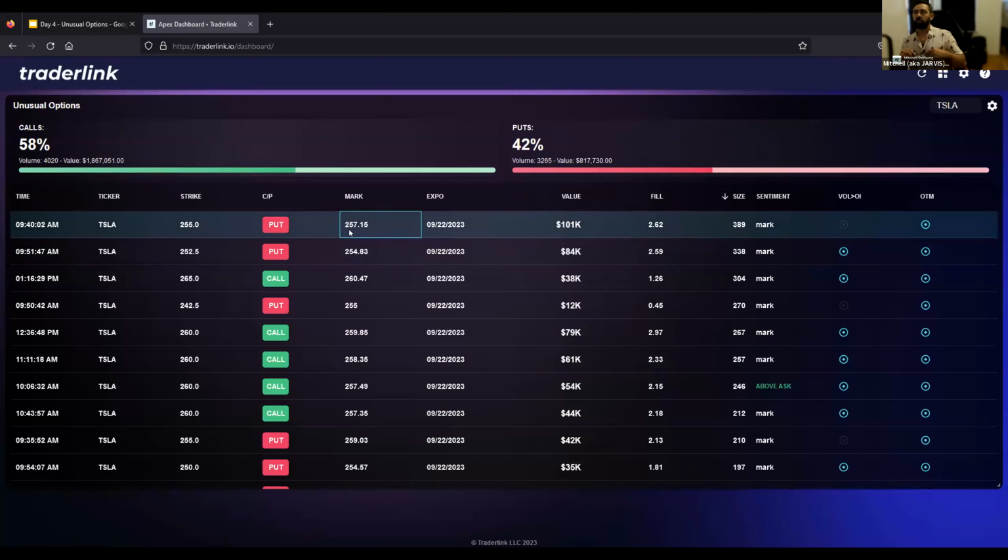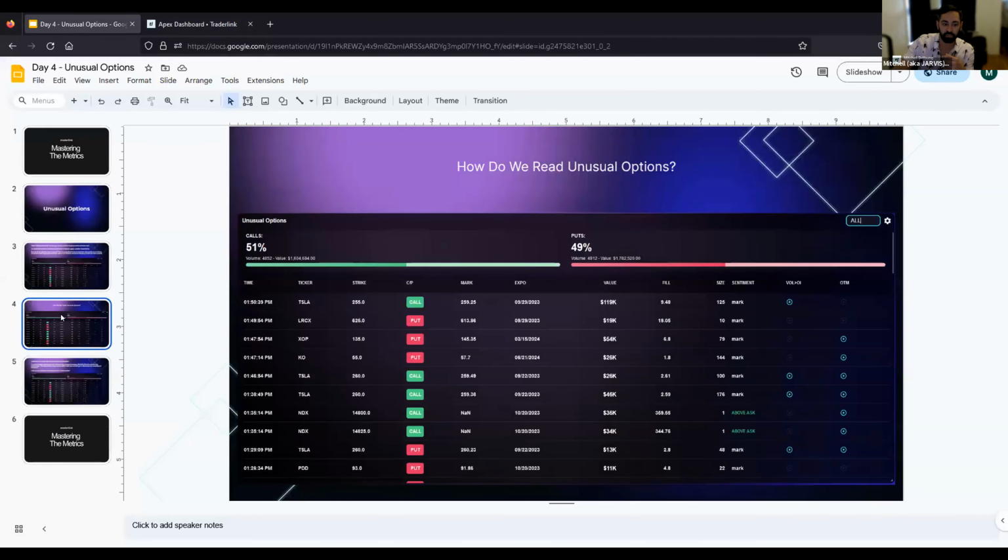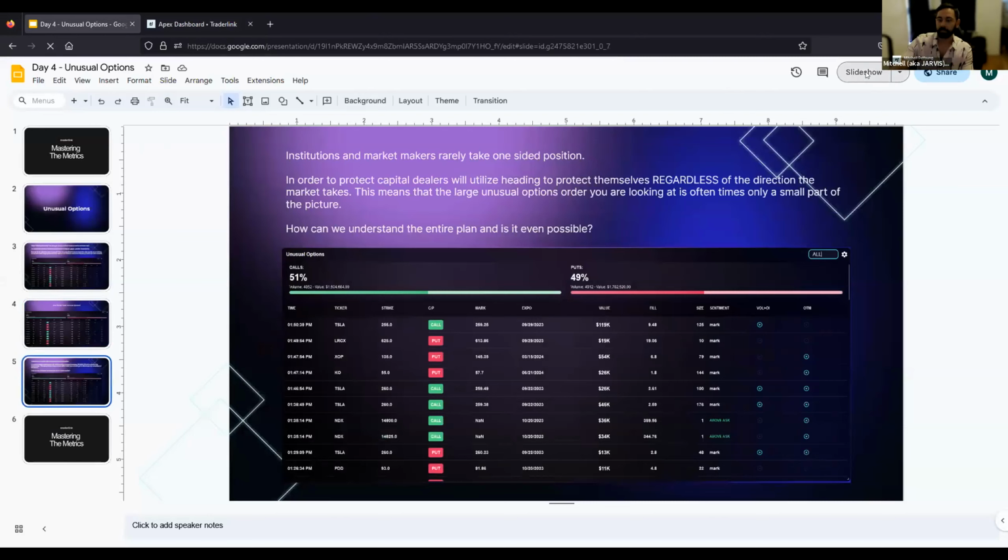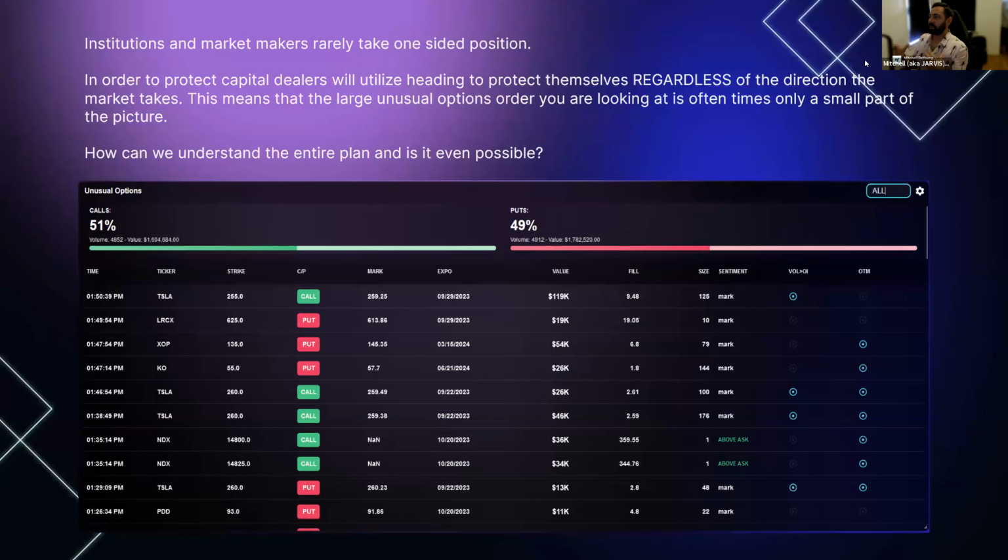So we're trying to take this and quantify what is important from what isn't important, right? So we can look at the value and arbitrarily say, hey, something with a large value is important, but that's not always true. And then we could say something with a large contract size is important, and that's not necessarily true, because when we start going through, and let's just pull this back up. When we start going through this and we're trying to utilize unusual options by itself to make these decisions, we kind of come across this next concept that as traders we're approached with, right? And that is that institutions and market makers rarely take one-sided positions.